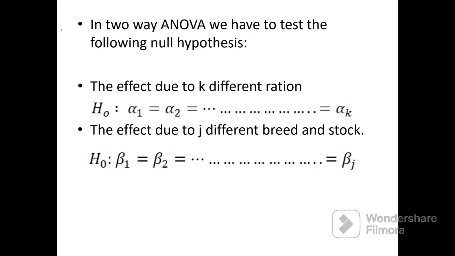First we will be considering the null hypothesis, the hypothesis of no difference. That is beta 1 equals beta 2, and this way up to beta j. And similarly for k different rations, we have alpha 1 equals alpha 2 and so on up to alpha k.